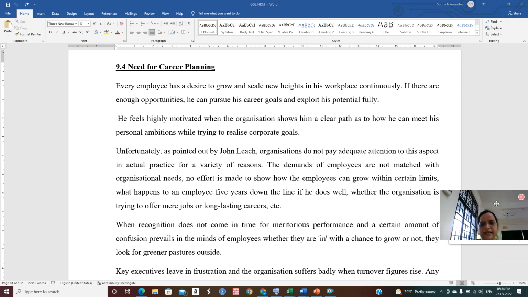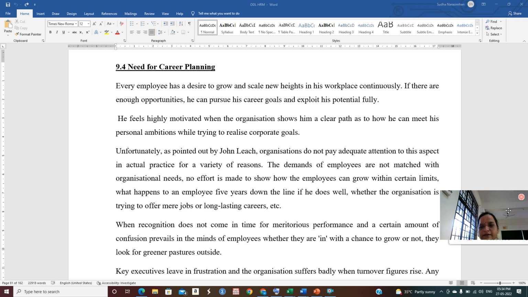If the demands are very high, then without organizational support the individuals will not be able to carry it out. So what will happen? Where would an individual employee like to see himself in the next 5 years? An organization does not come in time for a meritorious performance, so they are linking performance appraisal with career management here.